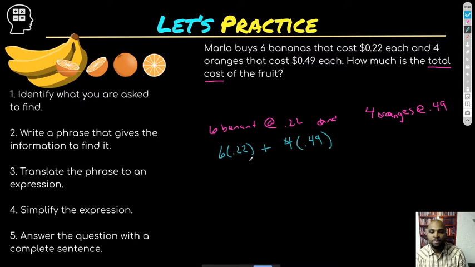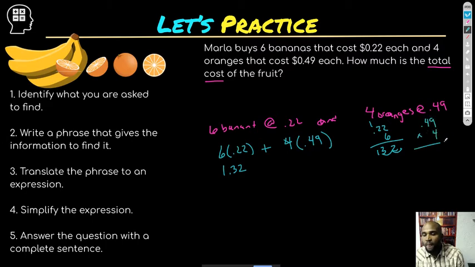How do we work that? PEMDAS tells us to do the multiplying before we do adding. So we need to do 0.22 times 6. Let's do the bananas first. 6 times 2 is 12. We're going to move 2 decimal spaces. That's 132, $1.32.